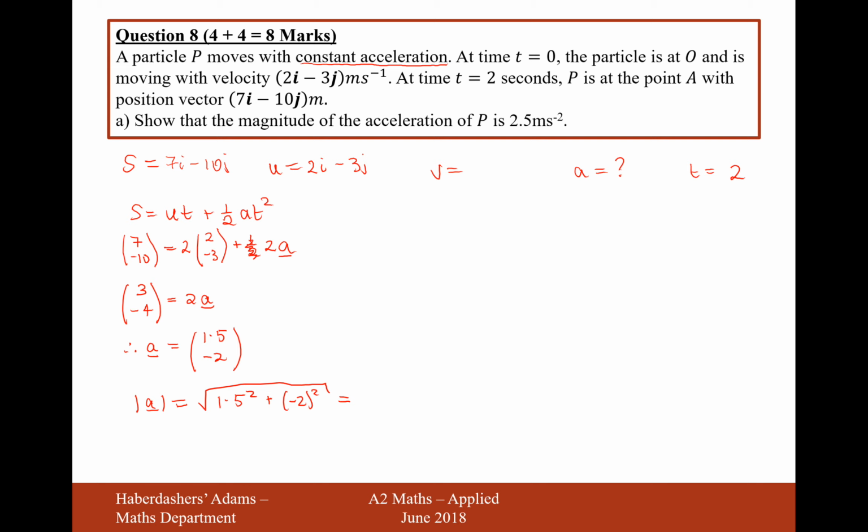And let's type that into the calculator. Square root of 1.5 squared add 2 squared equals 2.5 exactly. So there we are, 2.5 is the answer to this question. And feel free to use this kind of column notation for vectors to represent your i's and j's if you wish to. I find it a bit easier to represent my work. It gets rid of the i's and j's from the question.